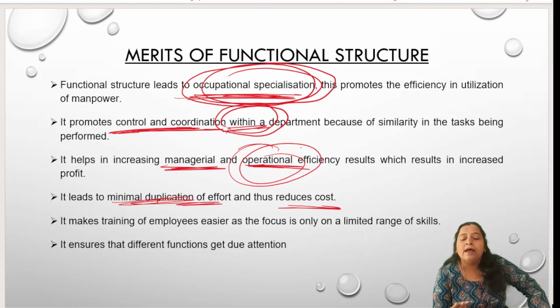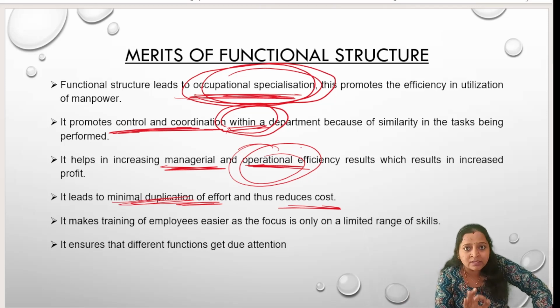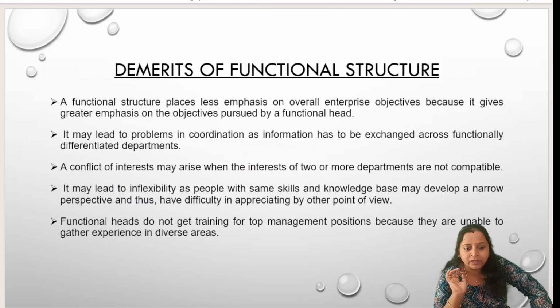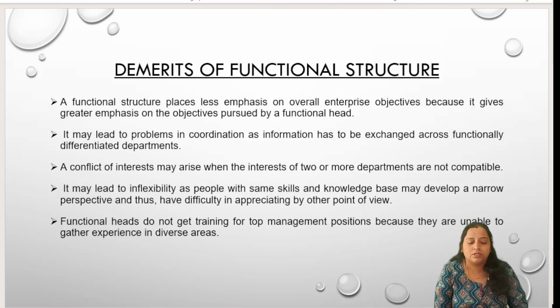Coming to the next one, as we all know, if we have merits, we do have some demerits also. So we'll see what are the demerits you'll be having in your functional structure. Demerits of functional structure. The point seems a little bit lengthy, but it is very simple. A functional structure places less emphasis on overall enterprise objectives because it gives greater emphasis to the objectives pursued by the functional head.